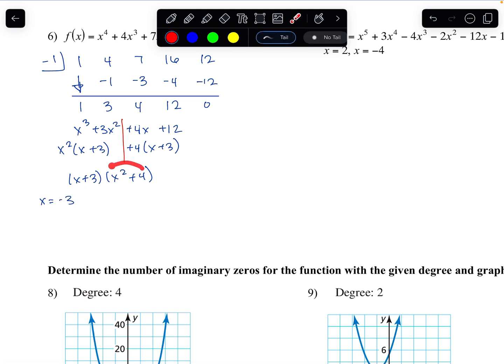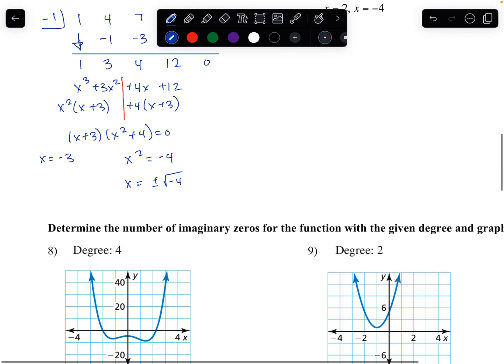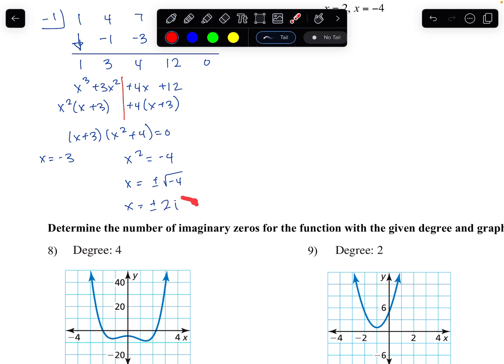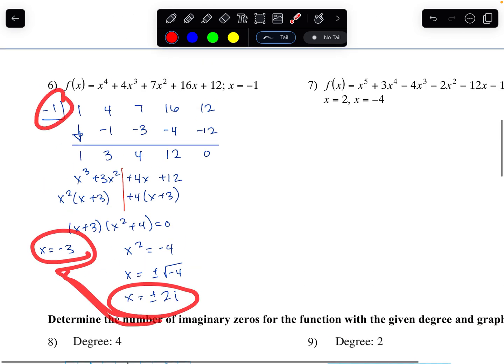Okay, and so I can identify another 0 here, so x has to be equal to negative 3, and then I can identify, so well here this is not factorable, so I'm just going to set that equal to 0. I'm going to subtract 4 to the other side, so I get x squared is equal to negative 4. I'm going to take the square root, so I'll get plus or minus the square root of negative 4. Now I do know the square root, I have a negative in here, so I need an imaginary unit. I also know that the square root of 4 is 2, and so x is going to be equal to plus or minus 2i. So there we go. We have 1, 2, 3, and 4 solutions right there.